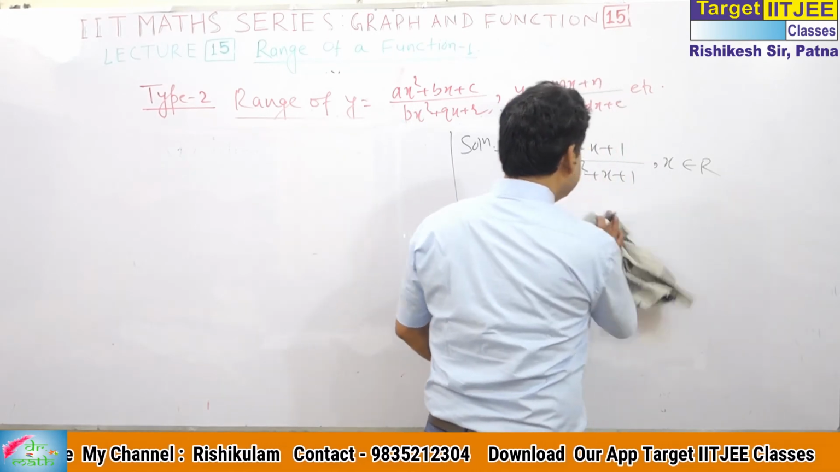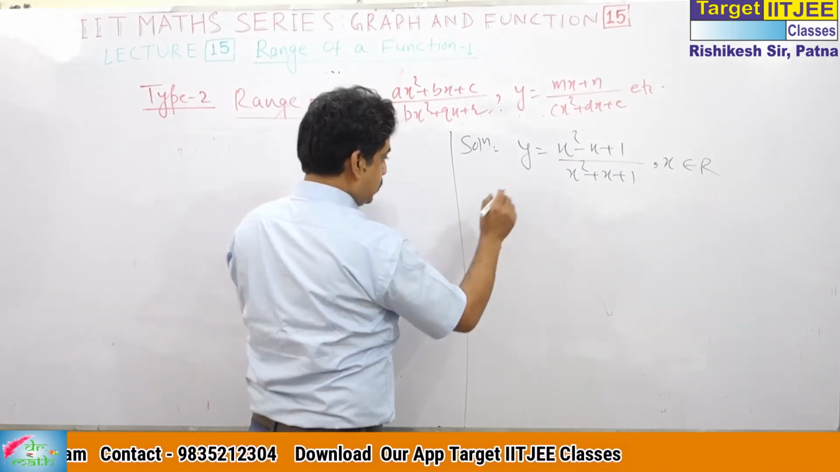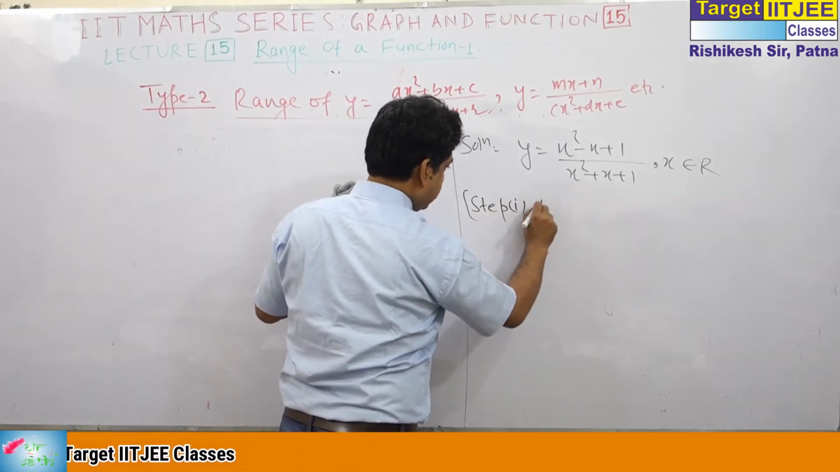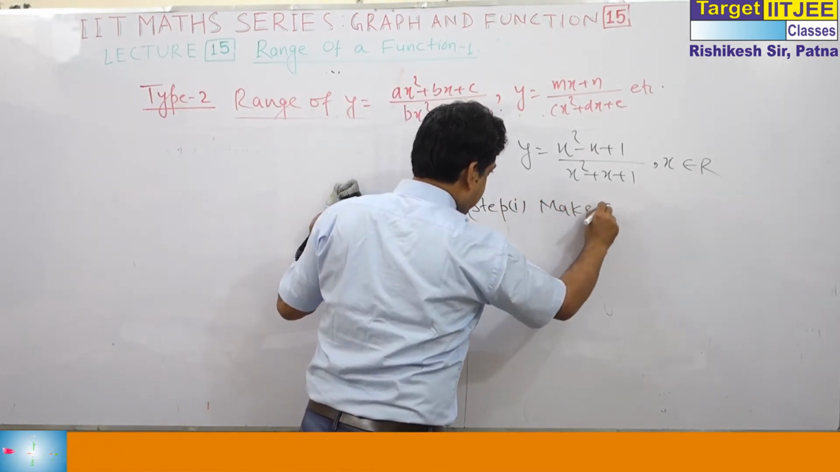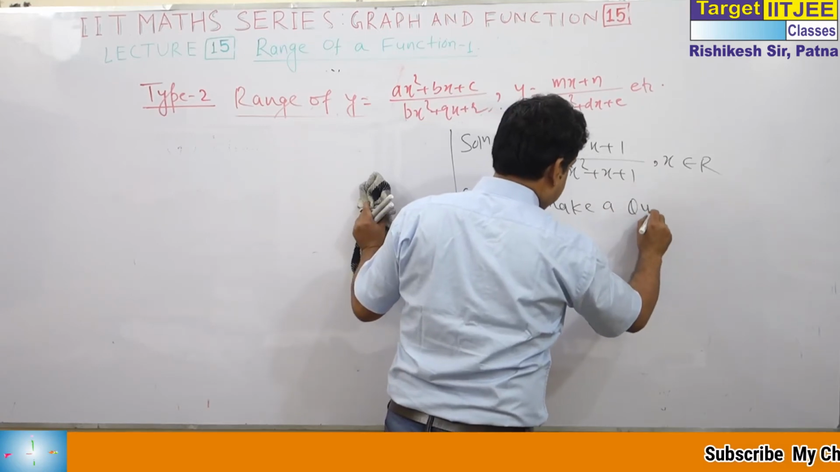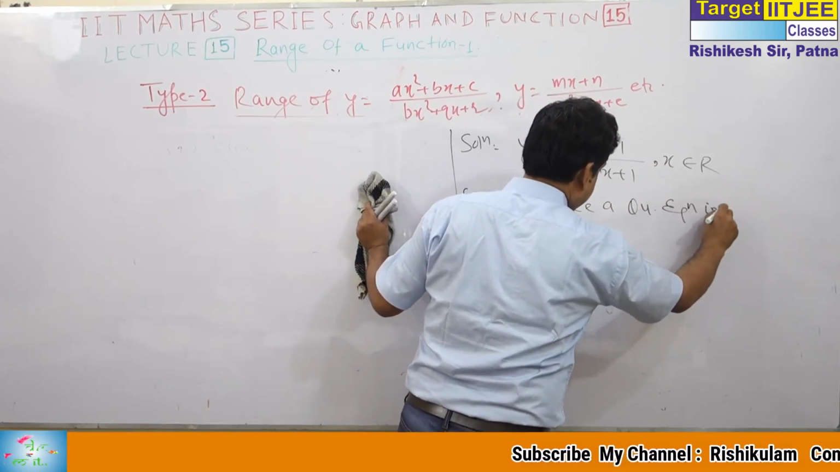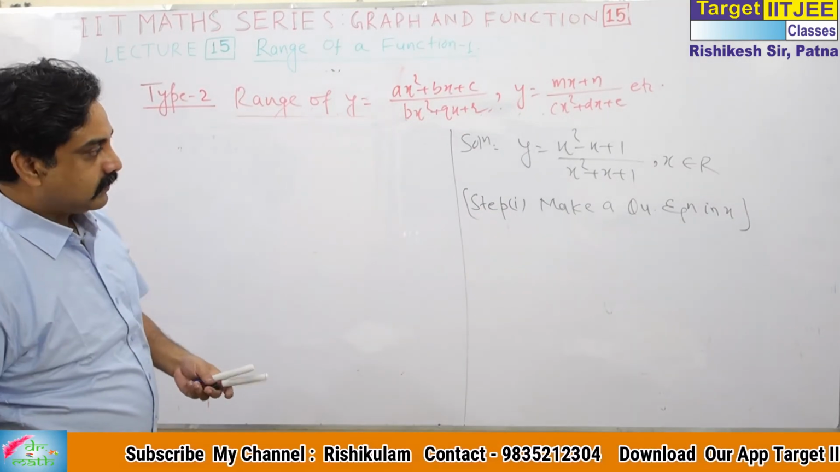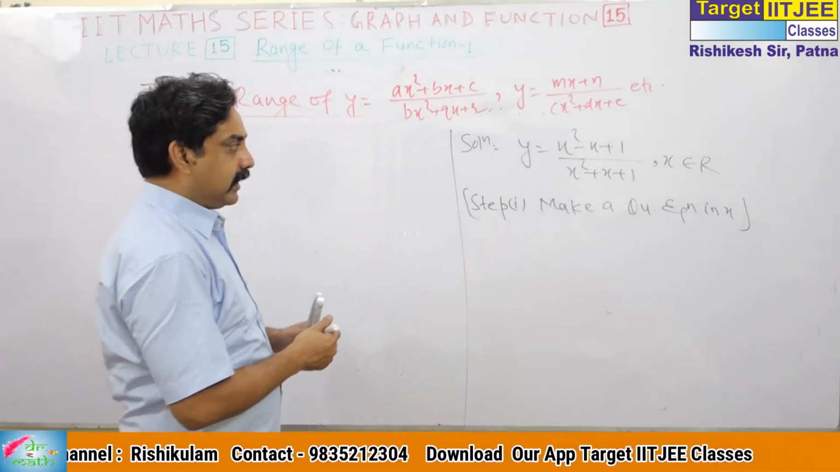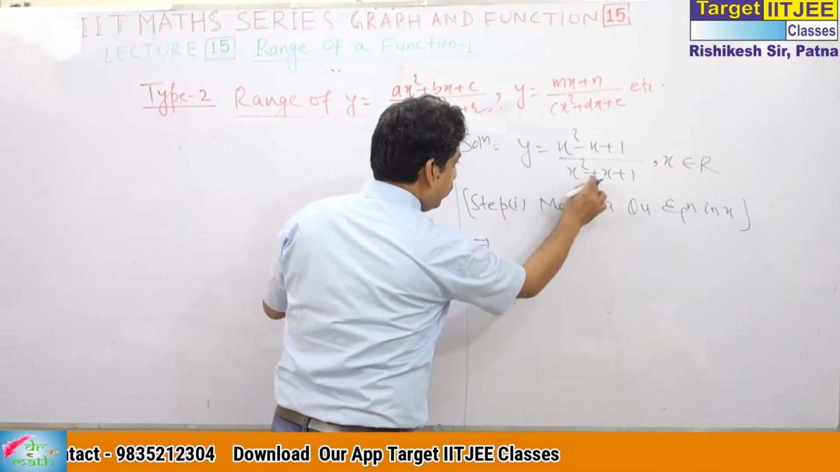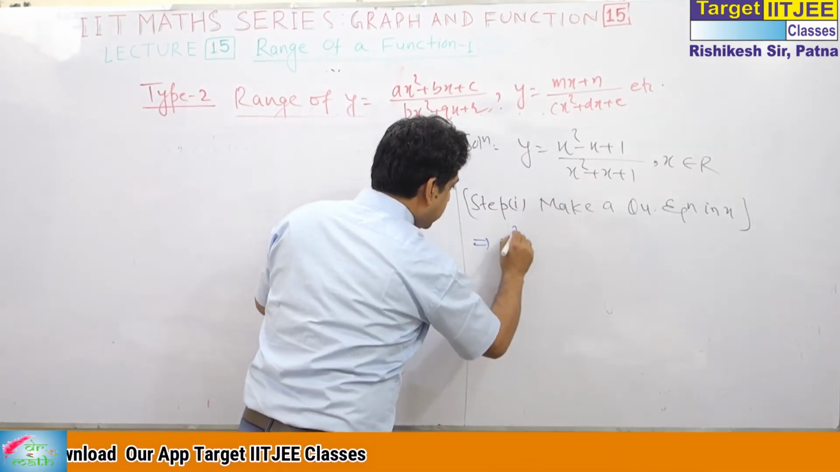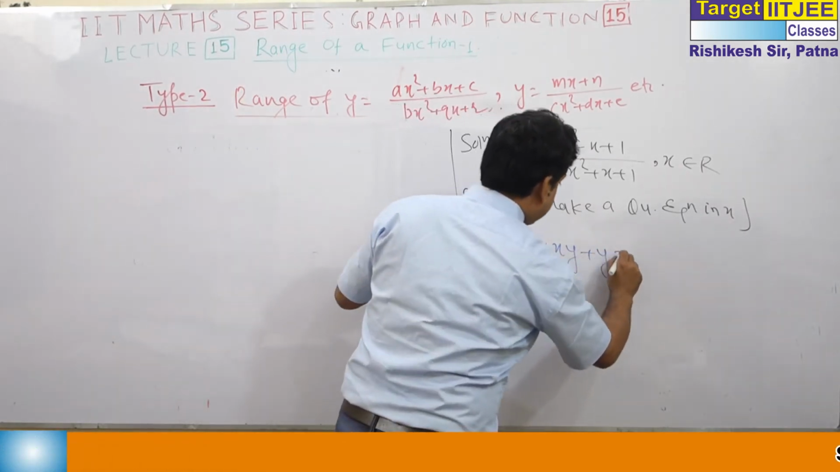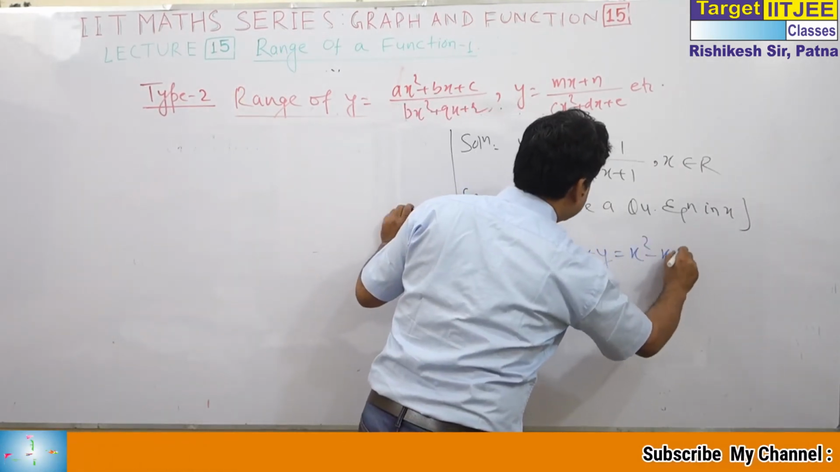Now, what is the first step? Step 1: make a quadratic equation in x. That you have to keep as the working rule. I am doing the solution and working rule simultaneously. Make a quadratic equation in x. When we multiply, this is x square y plus xy plus y is equal to x square minus x plus 1.